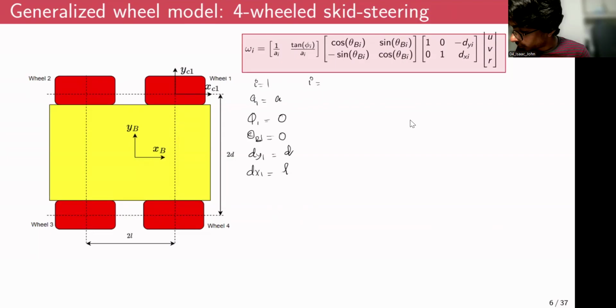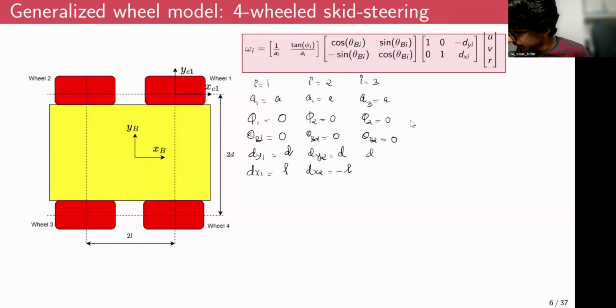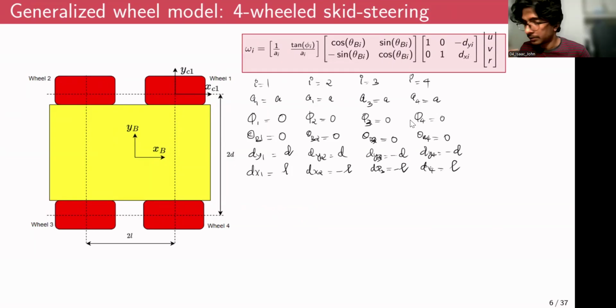And when i is 2, A2 is A, phi 2 is again 0, theta B2 is 0, dy2 is d, but dx2 is minus L. And when i is 3, A3 is A, phi 3 is 0, theta B3 is 0, dy3 is minus d, and dx3 is minus L. And when i is equal to 4, A4 is A, phi 4 is 0, theta B4 is 0, dy4 is minus d, and dx4 is L.